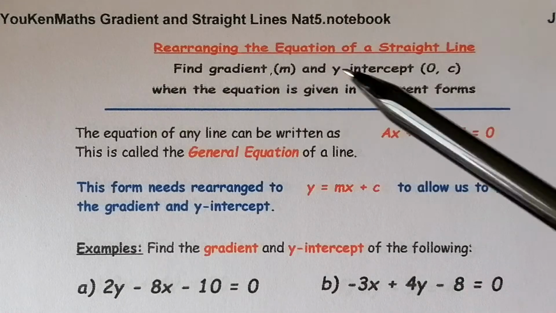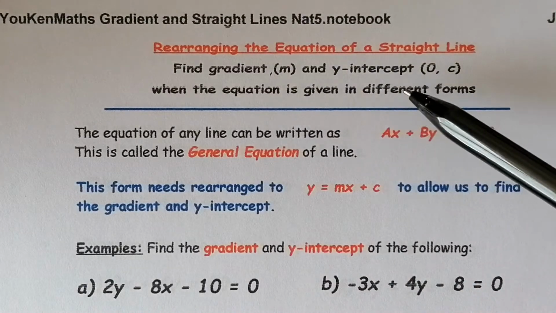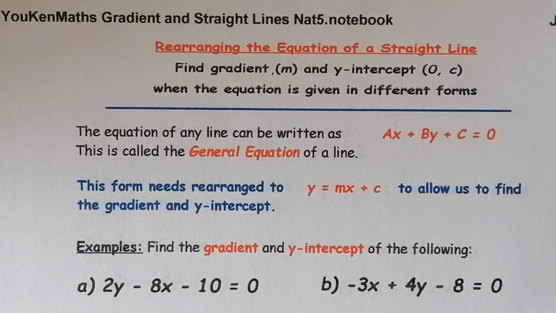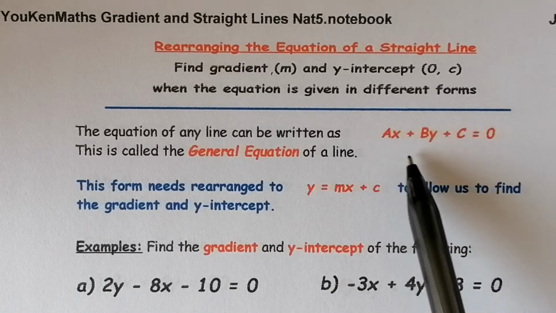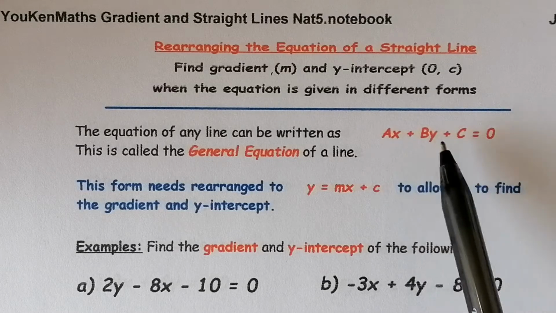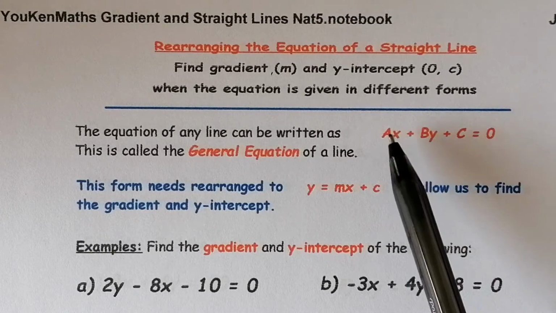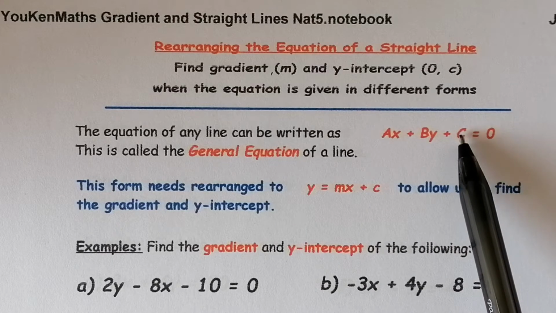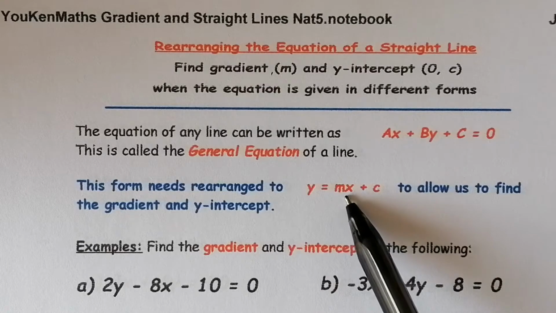Today we're learning to rearrange the equation of a straight line to allow us to find the gradient and the y-intercept when the equation's given in different forms. The different form that we're generally going to be looking at will be this one here. This is called the general equation of a straight line, ax plus by plus c equals 0, where a is a number, b is a number and c is a number. It's just laid out very differently from y equals mx plus c.